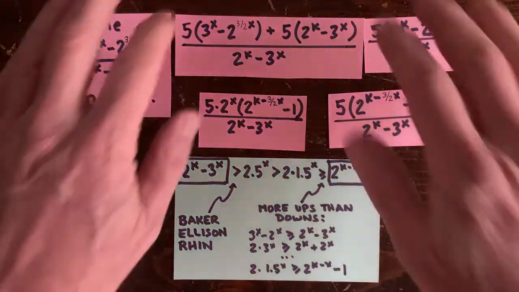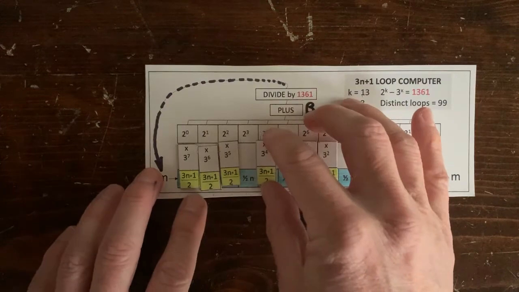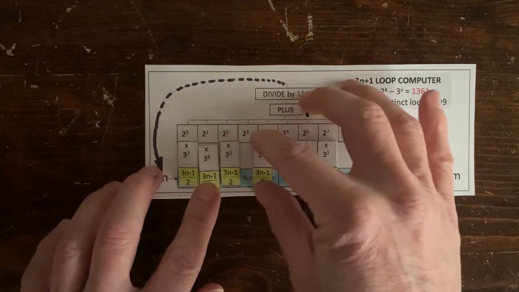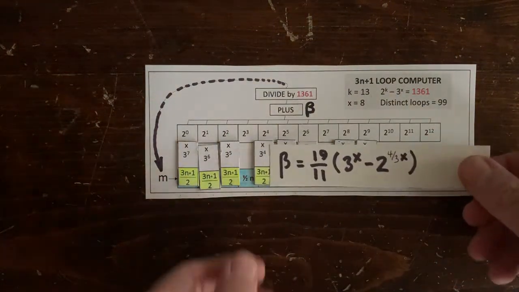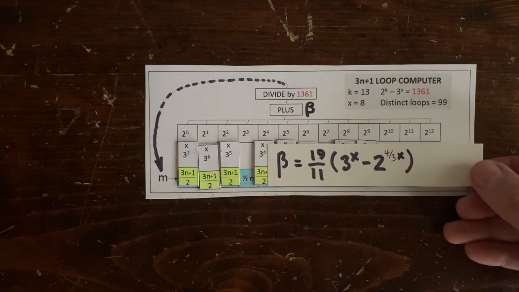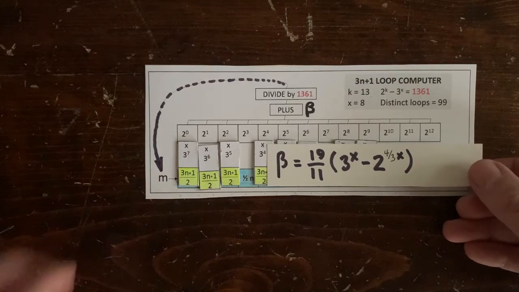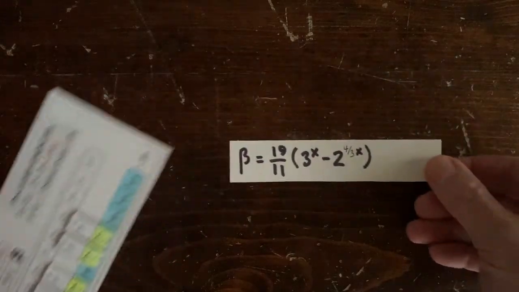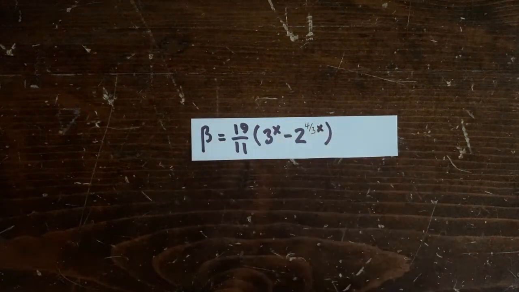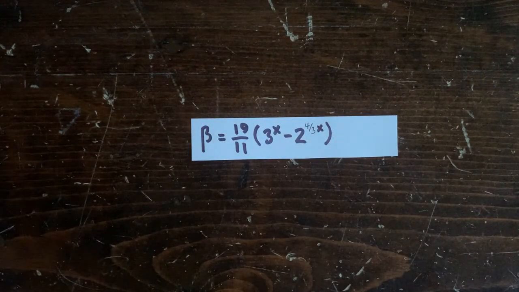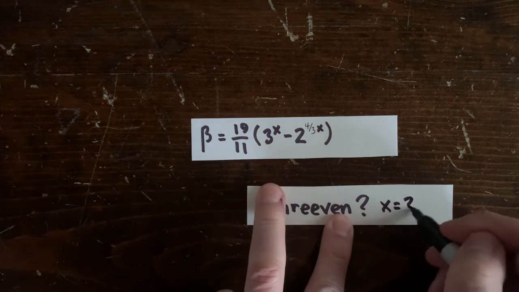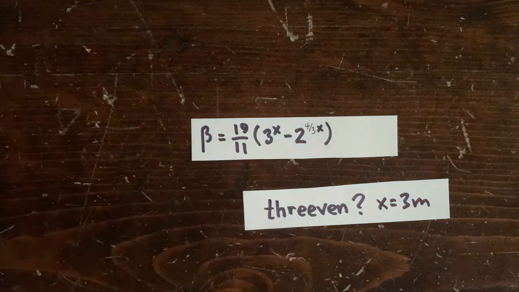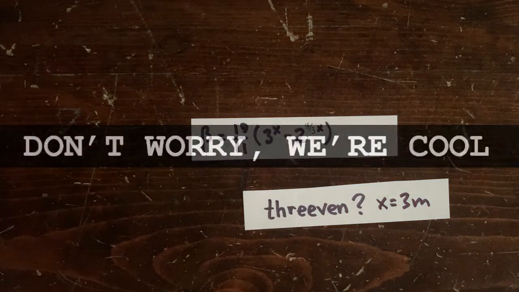And we can do the same thing for loops that go up, up, up, down, and so on. Here x is 3 even instead of even. So in this case, beta hilariously simplifies to 19 over 11 times 3 to the x minus 2 to the 4/3 x. And we can use our same reasoning. So hey, we're supposed to be talking about integers here. What's this 4/3 x and dividing by 11? Looks bad. Well, x is of the form 3m, because it's 3 even, so that's okay. And it's not hard to show that 3 to the 3m minus 2 to the 4m is always divisible by 11. So don't worry, we're cool.